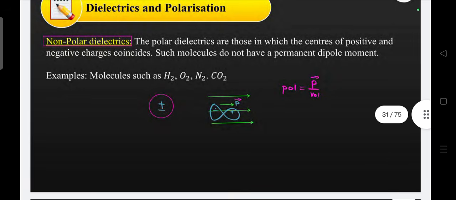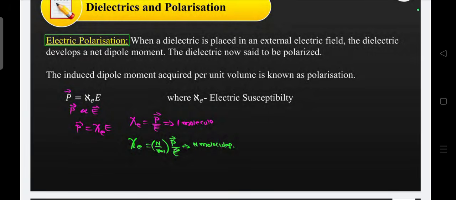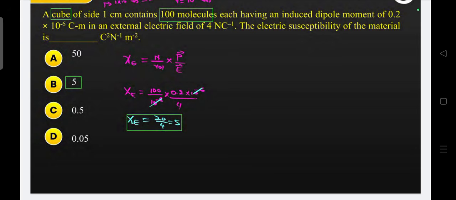Next, non-polar dielectrics. The non-polar dielectrics are those in which the centers of positive and negative charges coincide. Such molecules do not have a permanent dipole moment. Example, H2O2, N2 and CO2. Next, electric polarization. When a dielectric is placed in an external electric field, the dielectric develops a dipole moment. The dielectric is now said to be polarized. So the induced dipole moment acquired per unit volume is known as polarization. Question on the basis of polarization with answer.